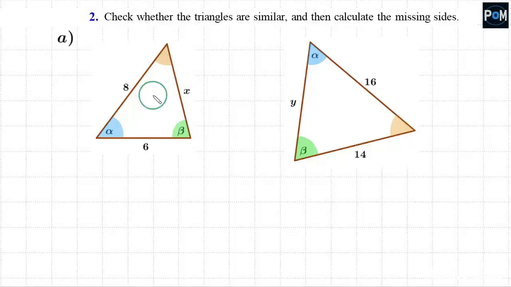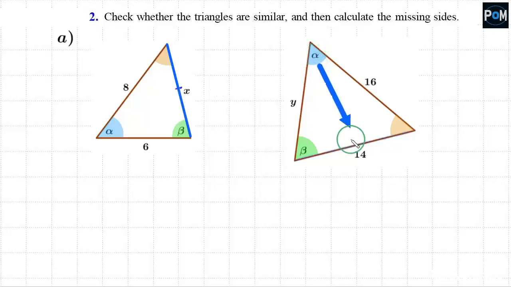And now, when setting up proportions, these angles will help us. Opposite this blue angle alpha, I will have a blue side X here. Opposite alpha is this side. And matching this blue side X, there will be a side located here, opposite this blue angle alpha.